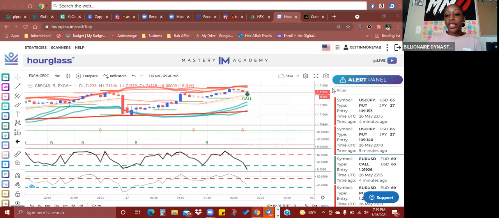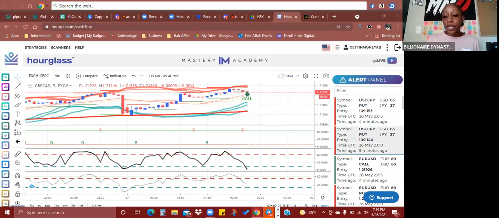Whatever currency is first, if the top number is bigger than the bottom number, which means the first currency is stronger, you're looking for the market to buy, which means you're looking for a call. You want the market to go up. So call, buy, that equates to an upward movement.